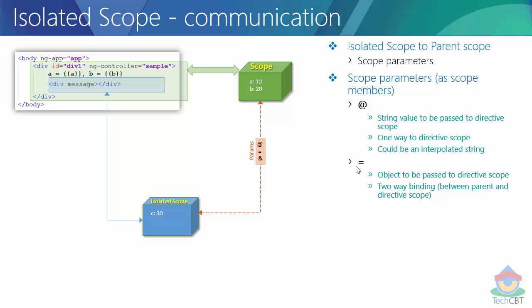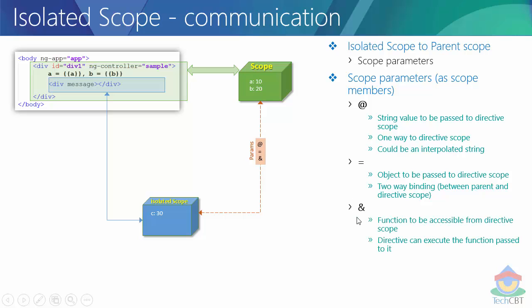So whenever you use the equal to symbol as part of the scope parameter, you are essentially saying that please get the values from the outside world into the isolated scope. Not only that, but whenever you modify anything inside the isolated scope, those values also need to be reflected back to the outside world.